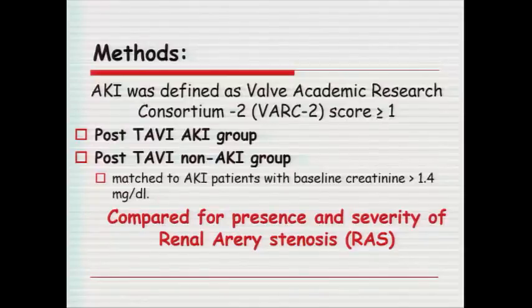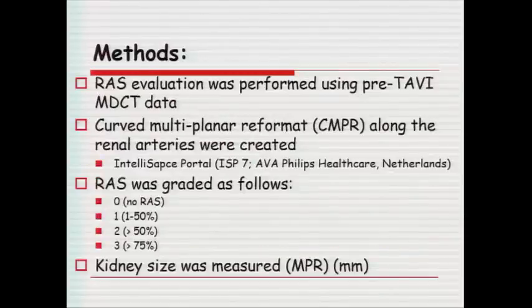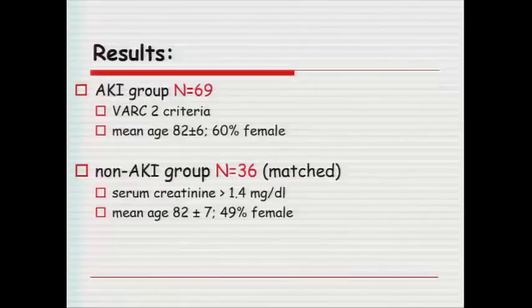We addressed a post-TAVI AKI group and a post-TAVI non-AKI group, which included patients matched with creatinine greater than 1.4, so patients with initial renal dysfunction. These patients were compared for the presence and severity of renal artery stenosis. Renal artery stenosis evaluation was performed using the pre-TAVI CT scans, using curved multiplanar formats along the renal arteries, using the IntelliSpace portal. And renal artery stenosis was graded as follows: none, less than 50%, greater than 50%, and greater than 75%. The kidney size was also measured using MPRs.